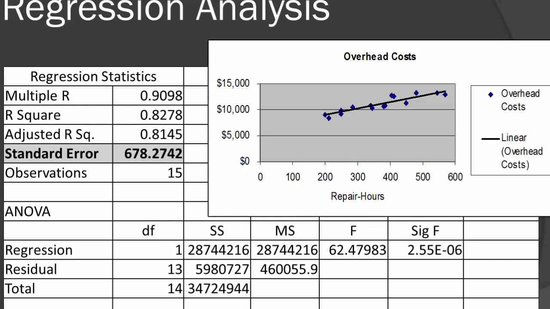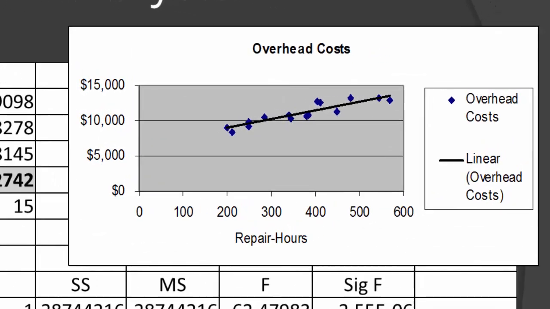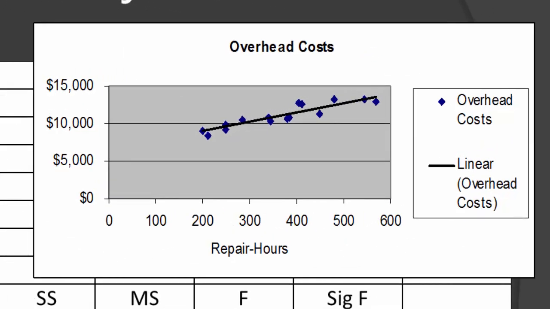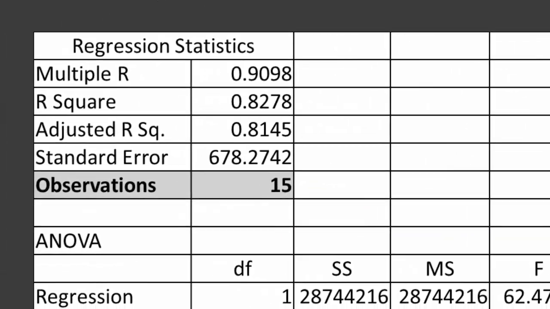Standard error tells us how tightly the actual data points fit to the regression line. If you look at the graph, the data points are very, very close, and therefore the standard error is very small. If the data points were very far away from the line, then standard error would be much bigger. The model is better when the standard error is smaller. Observations tells us how many data points were used in the analysis.